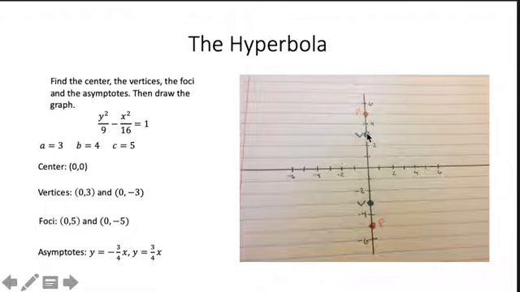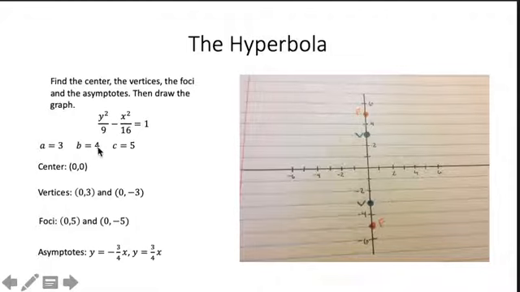And the vertices, remember, are at 0, 3, and 0, negative 3. And the foci are at 0, 5 and 0, -5. You can see that here. The foci are labeled F in orange, and the vertices are labeled in blue, V. Now here's how I draw the graph.